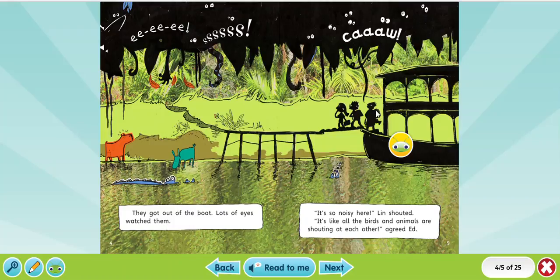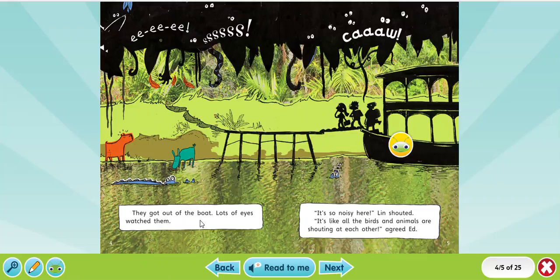They are getting off the boat. Not getting on the boat, but getting off the boat. Okay, so this is a very important phrase. Getting off the boat. Okay, we can get off the bus. We can get off the train. And you can also get off the boat. Okay, so let's read this page together.